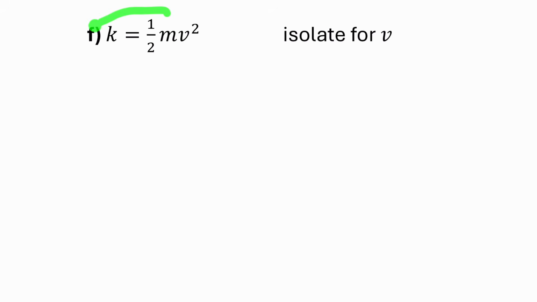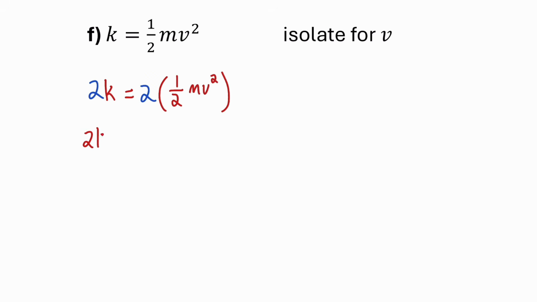I have k equals a half times m times v squared. The k is currently isolated, but we want to rearrange it to isolate the v. The first thing you might want to do is get rid of this fraction. Looking at the denominator, it is 2. I can eliminate the fraction if I multiply both sides of the equation by 2. So on the left, I have 2k, and on the right, 2 times a half, well, half of 2 is 1. So I just have 1 mv squared. And when the coefficient is 1, we don't have to write it.